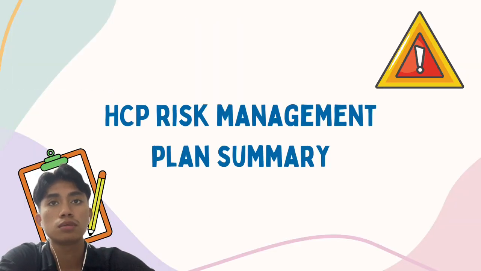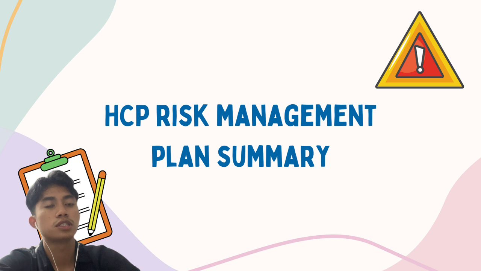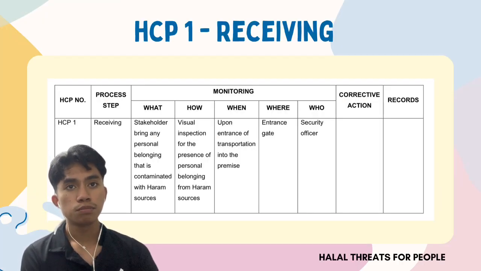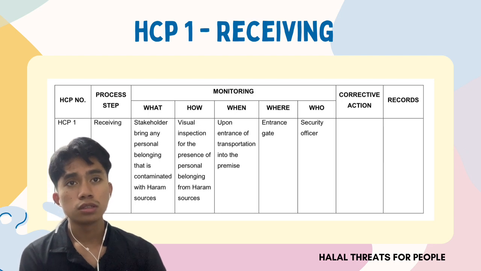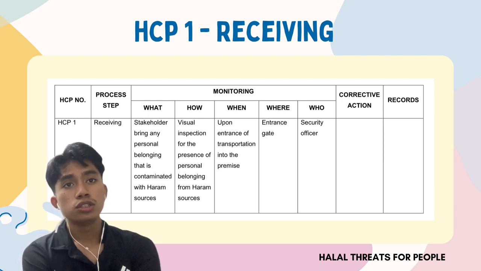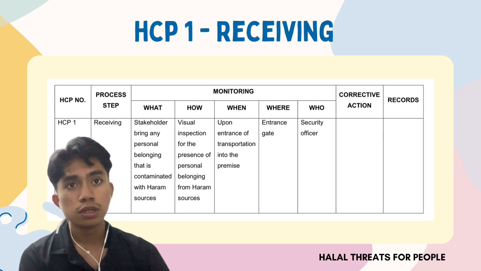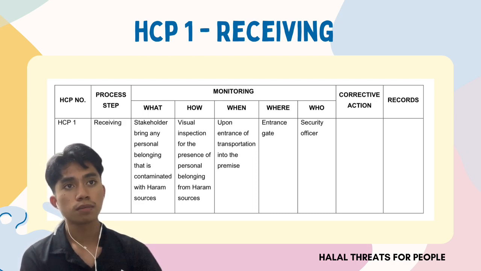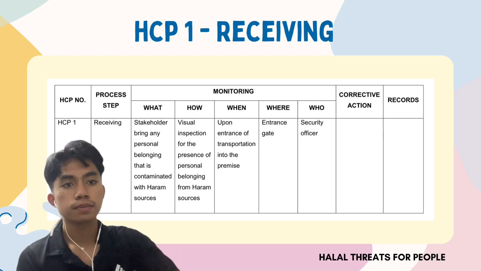So let's move on to the HCP risk management plan summary. HCP1 is receiving, halal threats for people. So the issue is stakeholders bring any personal belongings that are contaminated with haram sources. How: visual inspection for the presence of personal belongings from haram sources. When: upon entrance of transportation into the premises. Where: entrance gate. Who: security officer.